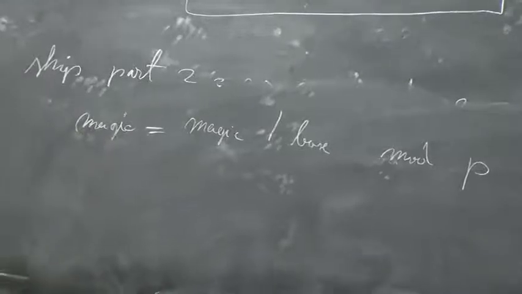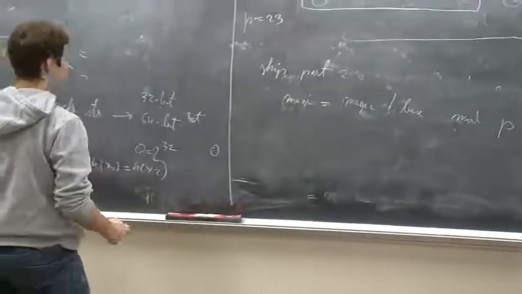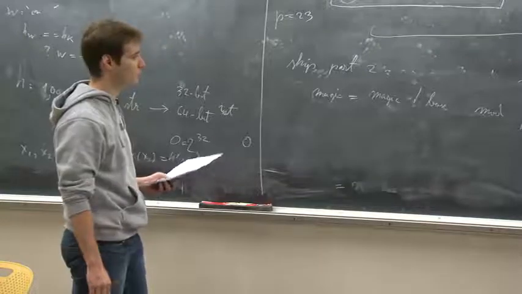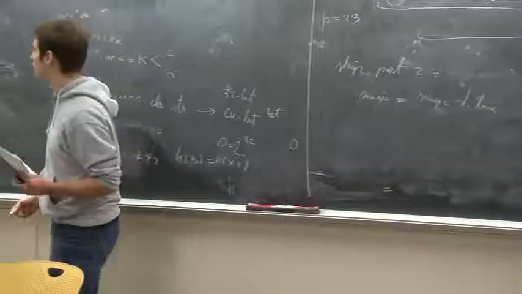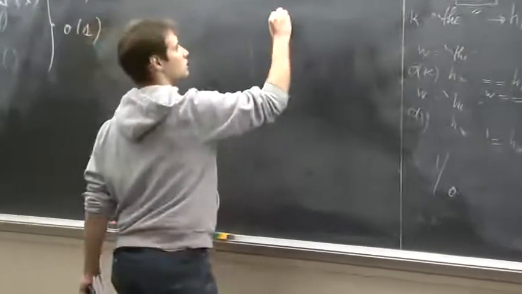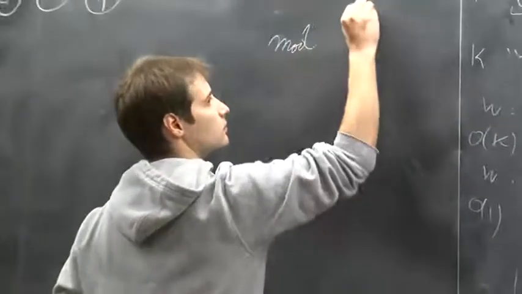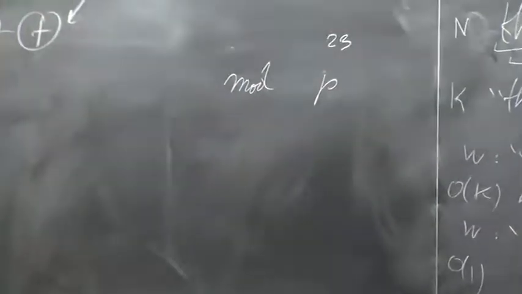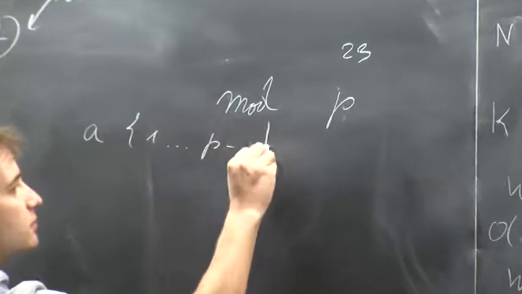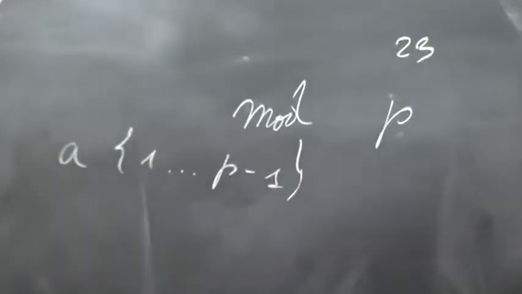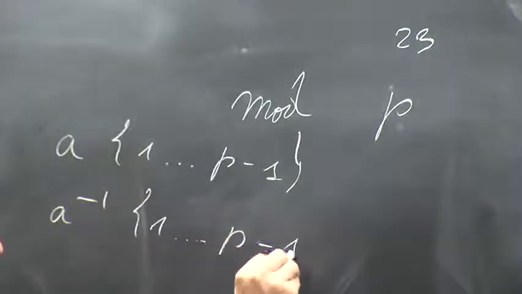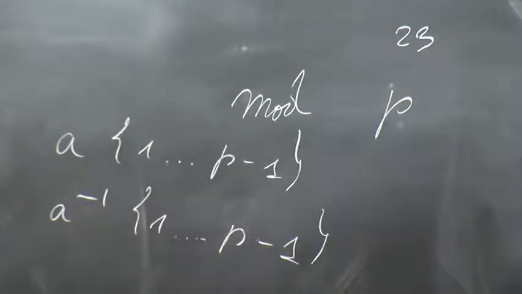This is where we use fancy math. And I call it fancy math because I didn't learn it in high school. So I'm assuming at least some of you do not know how this works. If we're working modulo p, you can think 23 if you prefer concrete numbers. For any number a between 1 and p minus 1, there's something called a multiplicative inverse, a to the minus 1, that also happens to be an integer between 1 and p minus 1.